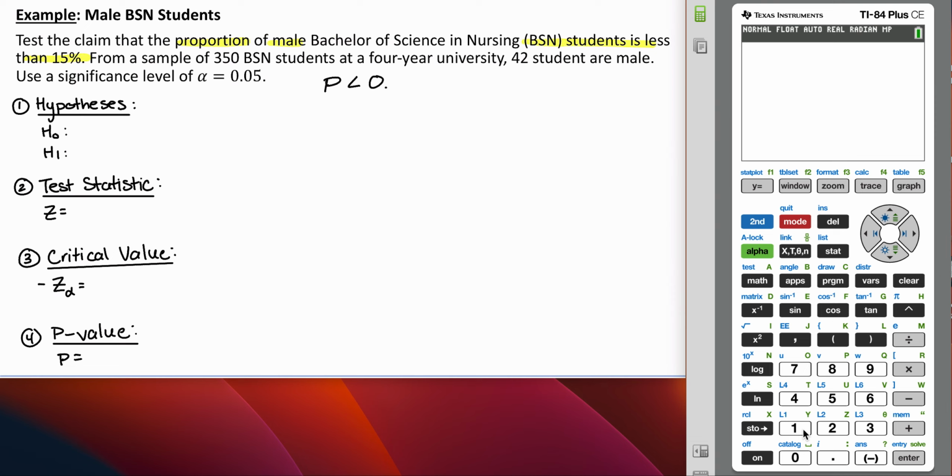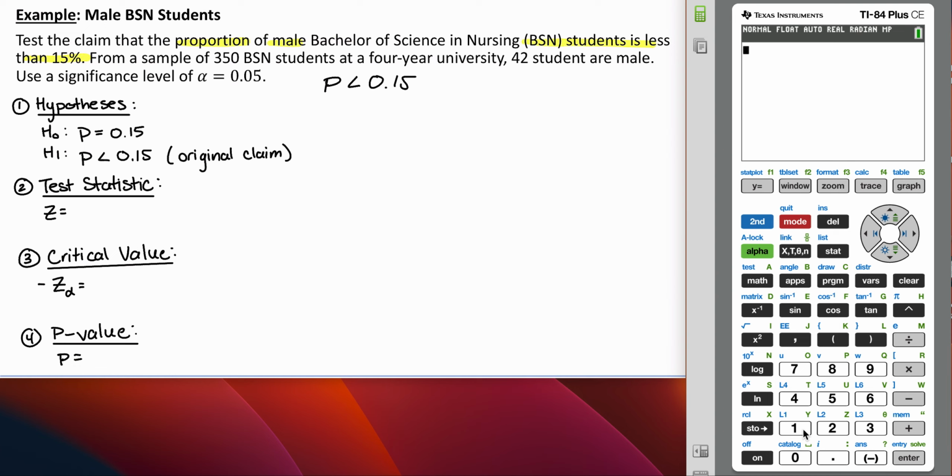So let's go ahead and write that in symbolic form. That's p is less than 0.15. Because that doesn't have the equal sign, that automatically becomes the alternative hypothesis in step one. So I'm going to write that down and keep track that this is also the original claim, the alternative hypothesis. So that means the null hypothesis is going to be p equals 0.15.